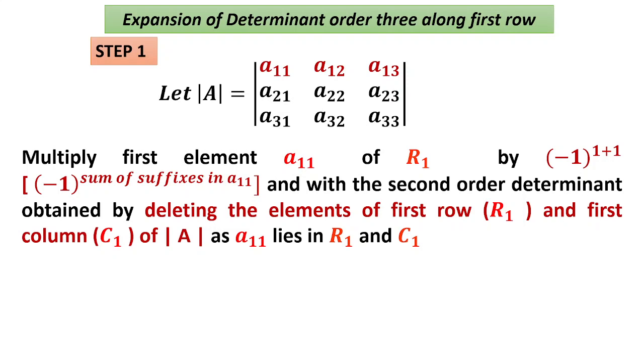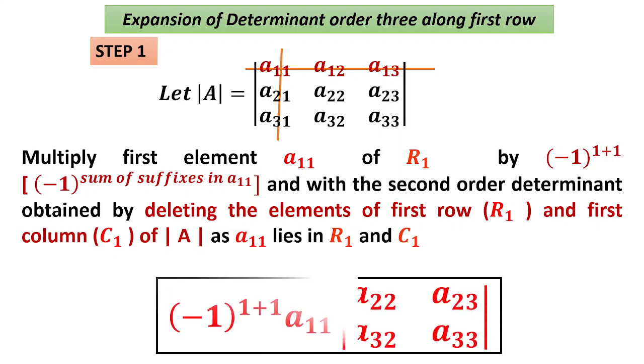And with the second order determinant obtained by deleting the row in which A11 lies and the column in which A11 lies. You have to remove the row in which A11 lies and the column in which A11 lies, and then multiply that particular 2 cross 2. What will you get? You will get minus 1 whole power 1 plus 1 into A11 into the 2 cross 2 determinant. Already we have seen how to expand the 2 cross 2. You know how to get the value of this.